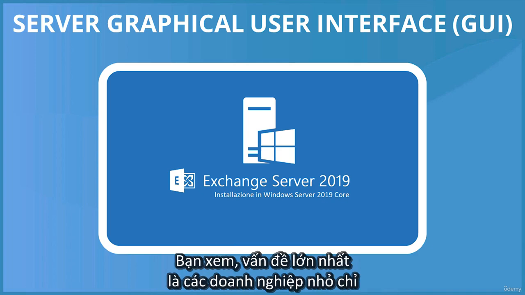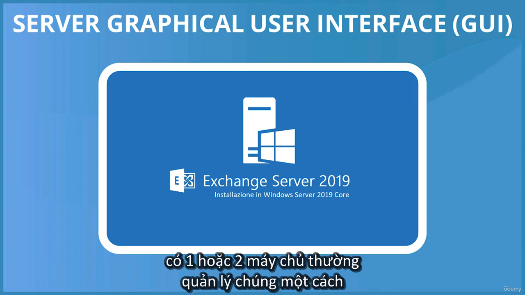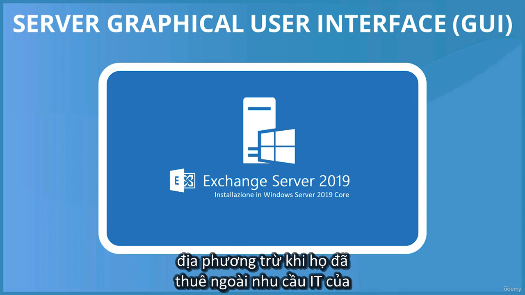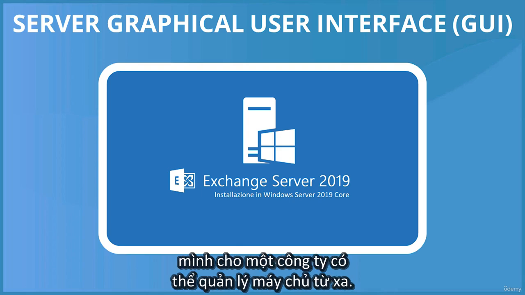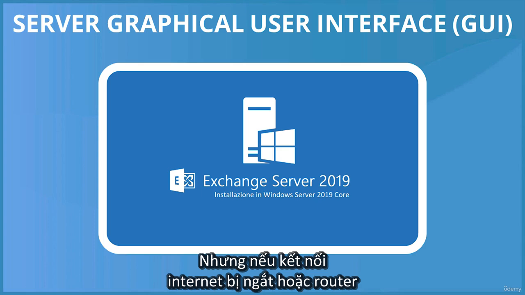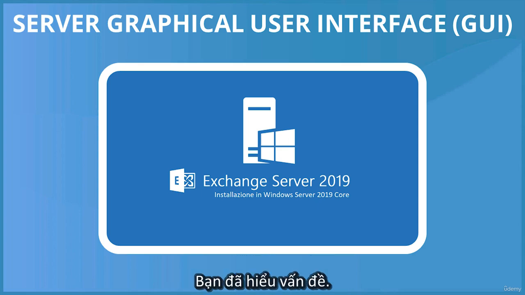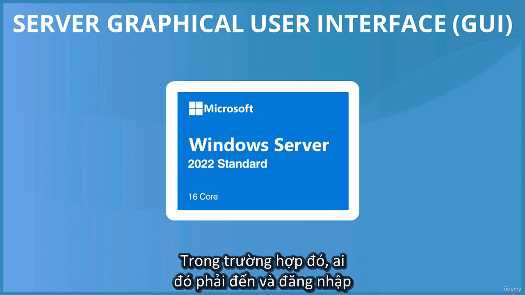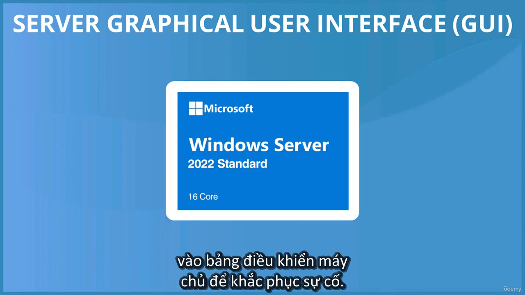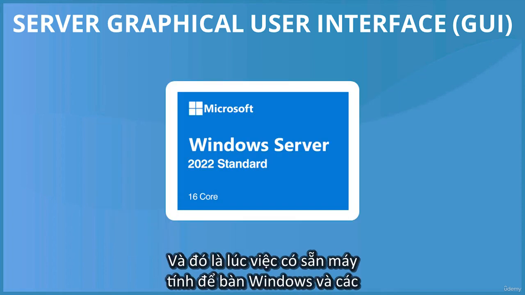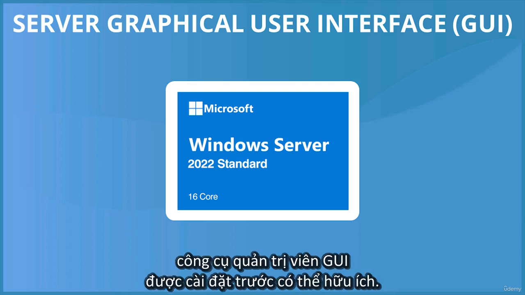See, the biggest problem is that small businesses that only have one or two servers usually manage them locally, unless they've outsourced their IT needs to a company that can manage their servers remotely. But what if the internet connection goes down, or the router dies, or there's a firewall problem? You get the picture. Well, in that case, somebody's got to go over and log on to the server console to troubleshoot everything. And that's where having the Windows Desktop and GUI admin tools pre-installed can come in pretty gosh darn handy.